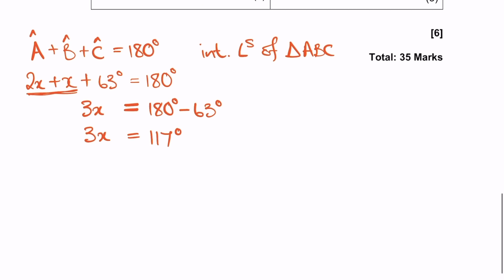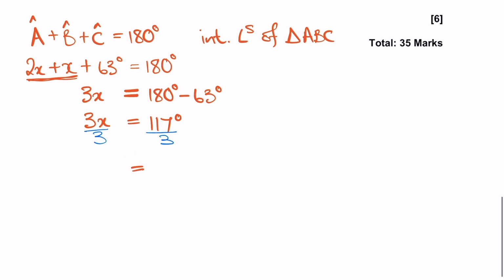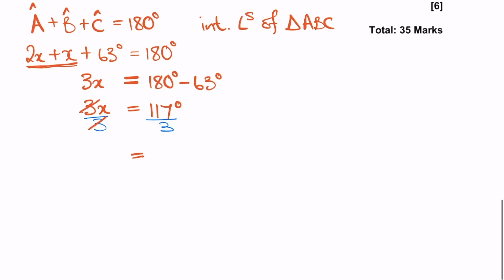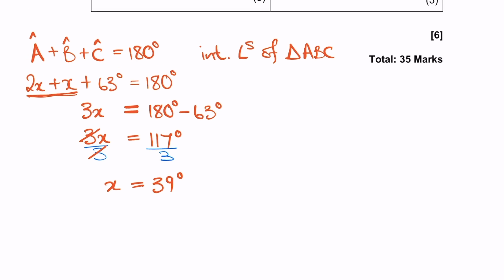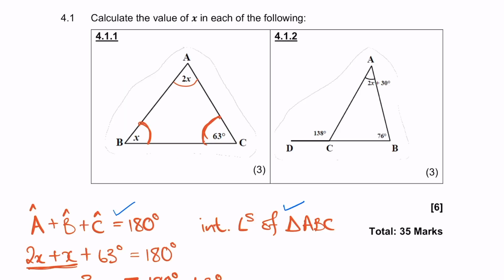And of course I don't want to solve for 3x, I want x, so I'm going to divide both sides by the coefficient, which is 3. After I've divided by 3, we've got x, and that will be equal to 39 degrees. And there we go, we're getting a mark for making the statement, giving a reason, and solving for the value of the unknown.